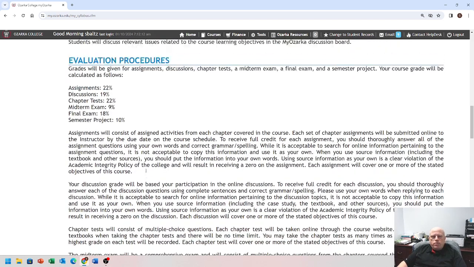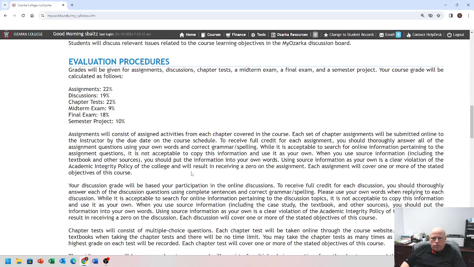Now, probably the most important part of the course syllabus is this next section, which is called evaluation procedures. This is the part of the syllabus that most of you are most concerned about, because this is where you find out how your grade is going to be determined. Exactly what you're going to be completing during this semester, what kind of activities, and how those activities are going to influence or comprise your grade.